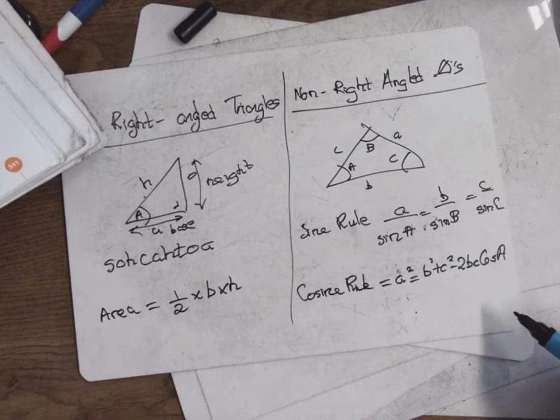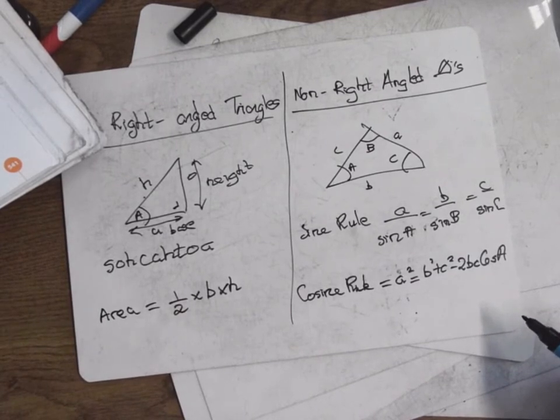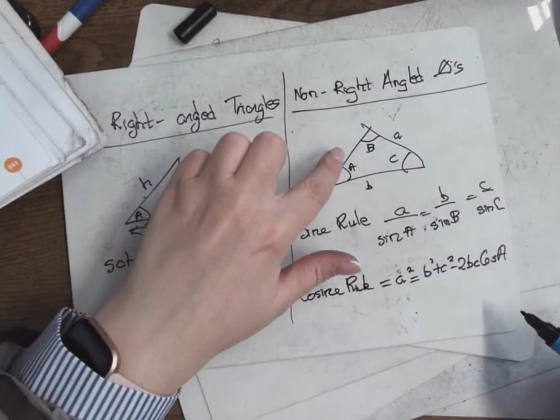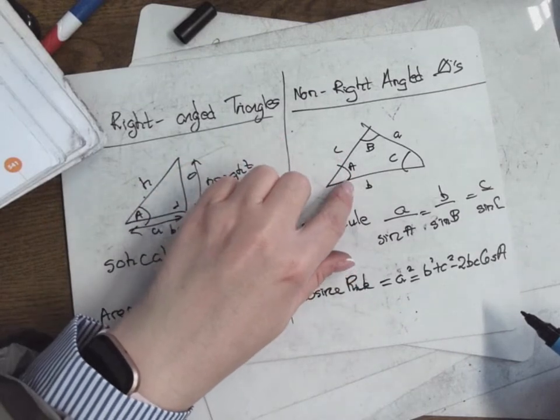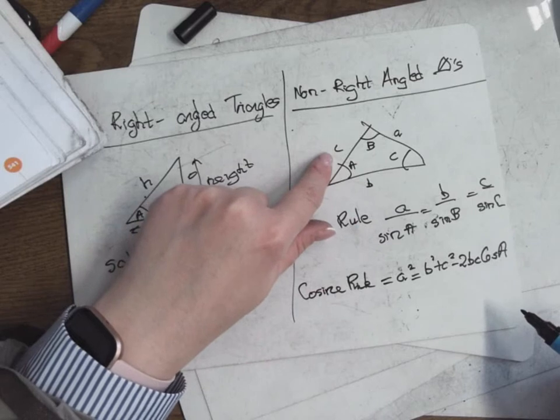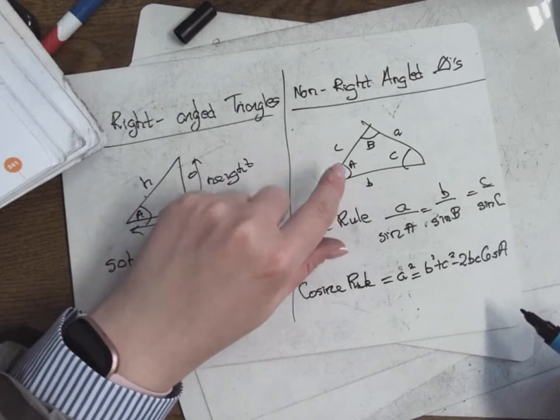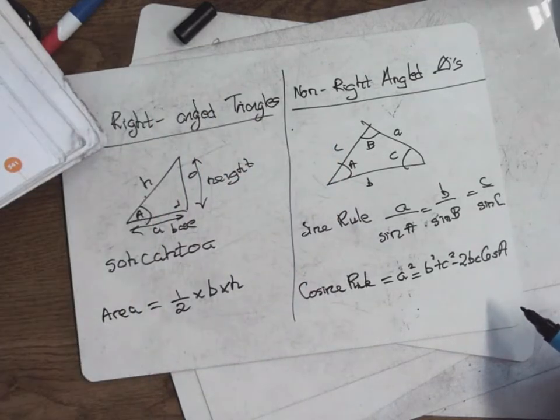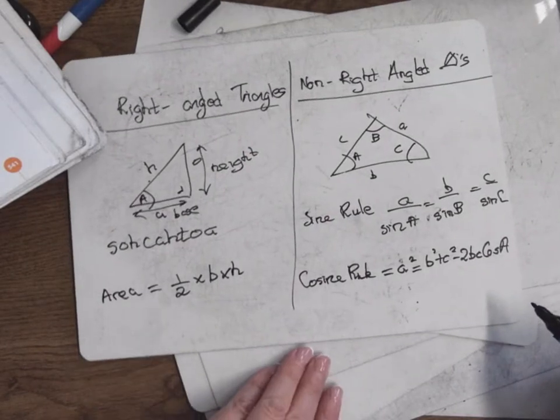The second case where you haven't enough information to use the sine rule is if they give you two sides and the included angle. For example, if they told me what B measured, what C measured, and what capital A measured, you haven't enough information for the sine rule, so you have to use the cosine rule.